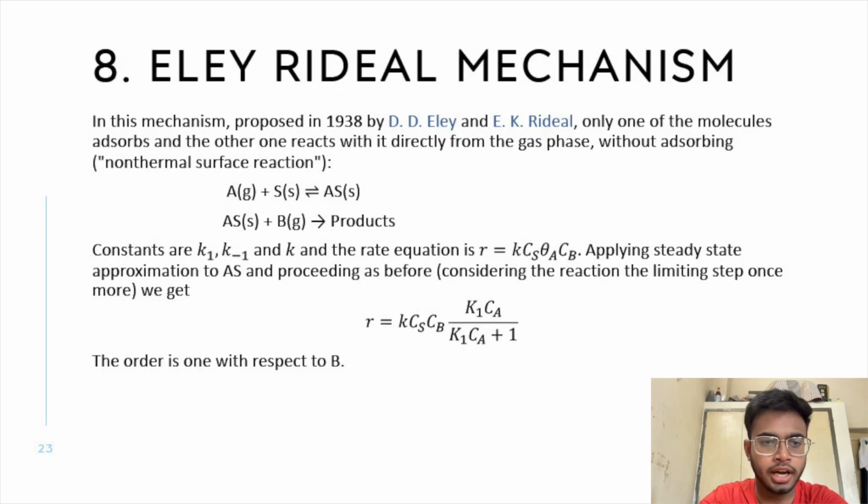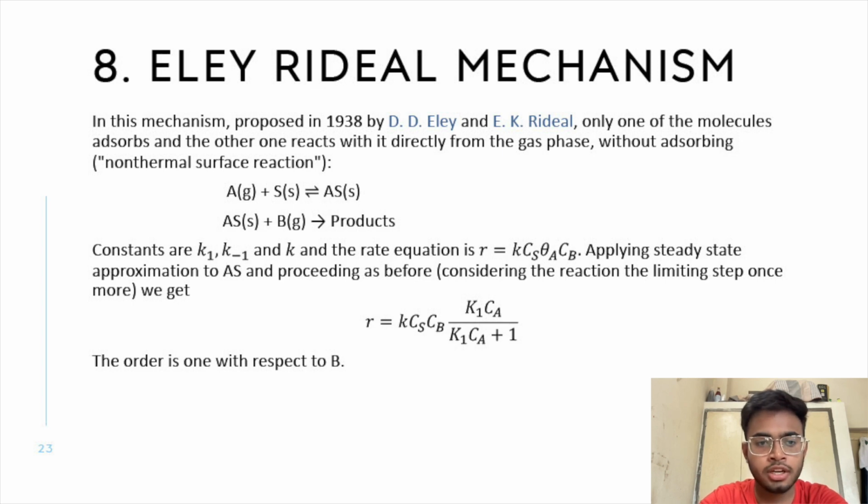Now let us study the Eley-Rideal mechanism. In this mechanism, proposed in 1938 by D.D. Eley and E.K. Rideal, only one of the molecules adsorbs and the other one reacts with it directly from the gas phase without adsorbing. The reaction expression is given as follows: A plus S is equal to AS, and AS further reacts with B to give the final product.